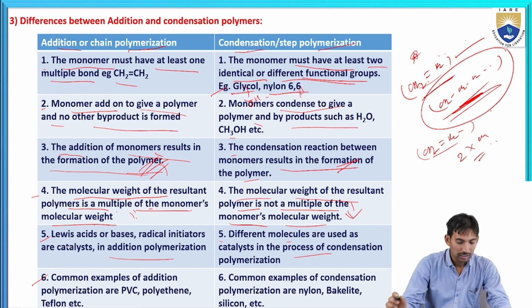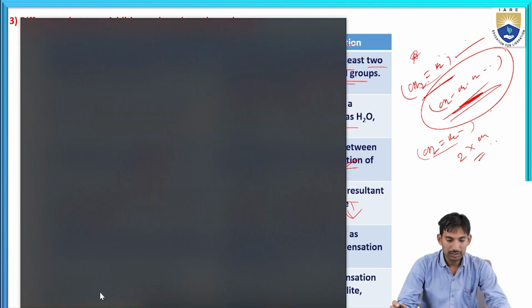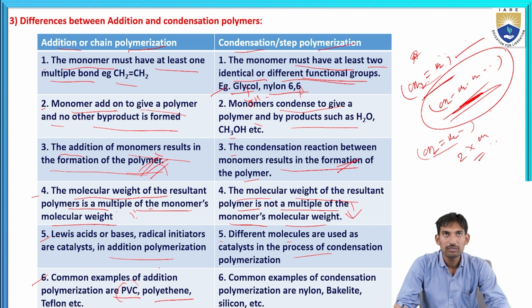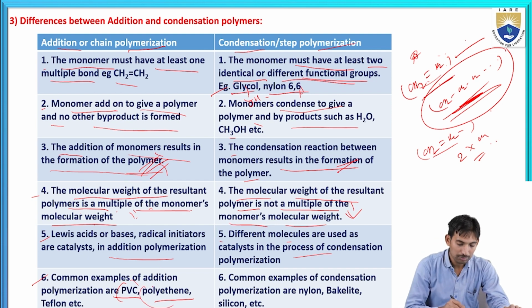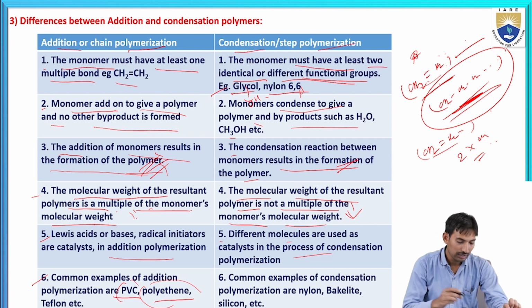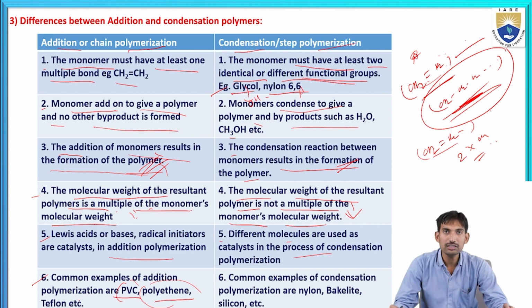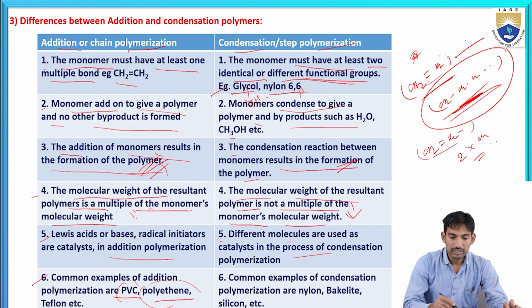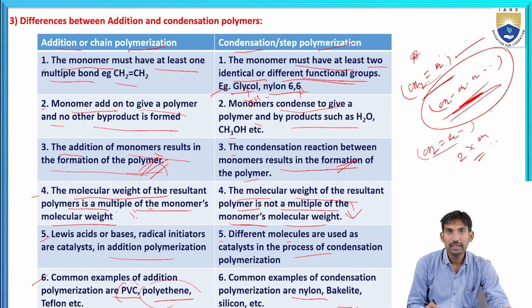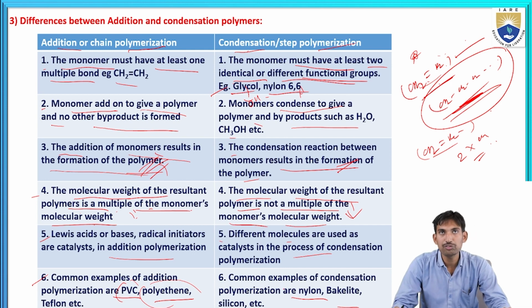The sixth point is common examples. For addition: polyvinyl chloride, polyethylene and Teflon. These come under simple addition polymerization. These are the examples for addition or chain polymerization. What are the examples for condensation or step polymerization? Nylon 6,6, Bakelite and silicone. These are the examples for condensation or step polymerization.